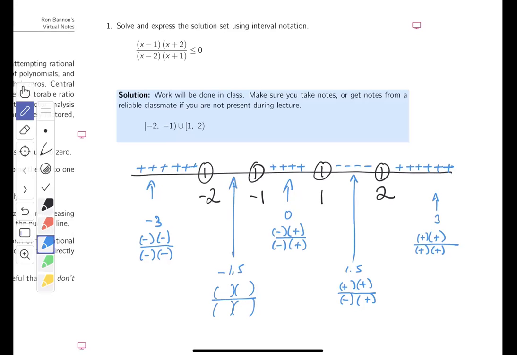Minus 1.5 minus 1 is a negative number. Minus 1.5 plus 2 is a positive number. Minus 1.5 minus 2 is a negative number. Minus 1.5 plus 1 is a negative number. What do you get on top? Negative. What do you get on bottom? Positive. What's a negative by a positive? A negative number.